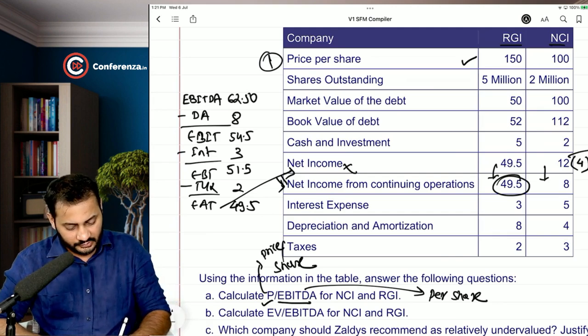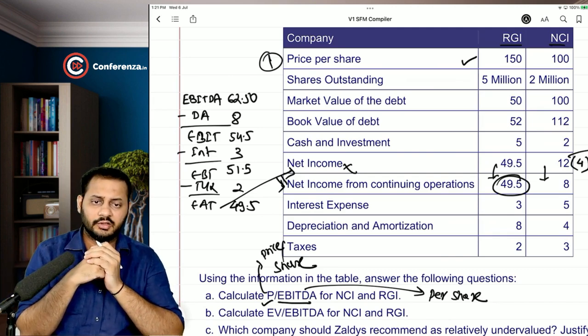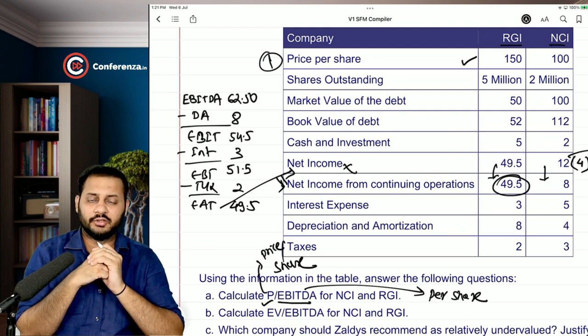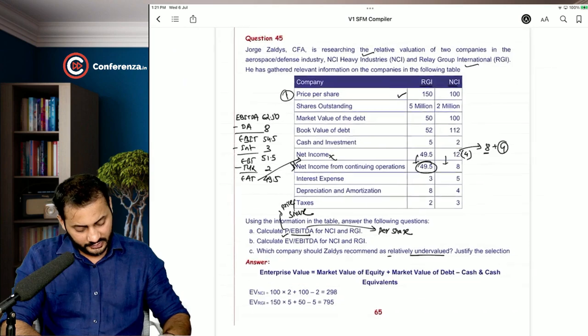62.5 is your EBITDA. Good enough, right? Then comes the second part. You take EAT and then add everything back. You will get the answer. Okay, so let's calculate it.